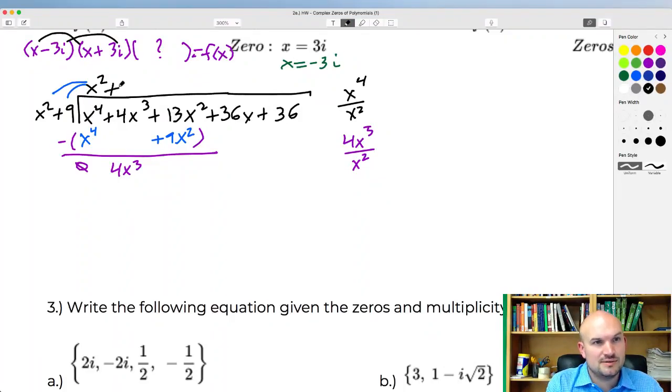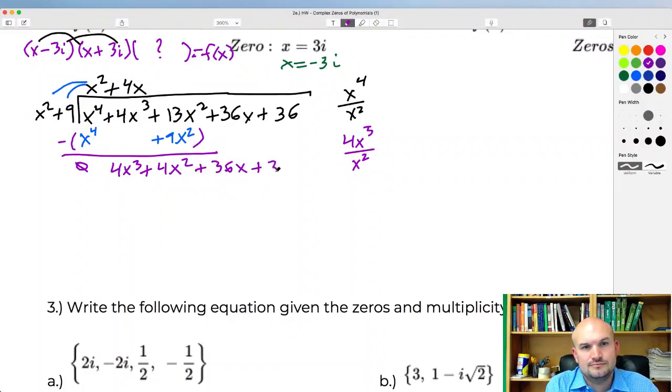So, all right, plus 4x. 4x times x squared is going to be, oh, I forgot to bring the rest of these down. Sorry about that. I automatically started going to the next step. Let's bring everything down. 13x squared minus 9x squared is going to be a positive 4x squared. And then these I have nothing to subtract from, so I'm just going to bring them all down. Okay, so now 4x times x squared is going to be 4x cubed, and 4x times 9 is going to be 36x.